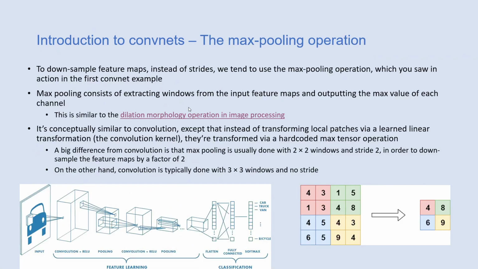Okay, so we talked about a convolution already. Now we're going to talk about max pooling. As mentioned before, a convolutional layer is usually accompanied by a trio: the actual convolution, the rectified linear unit, and the pooling.